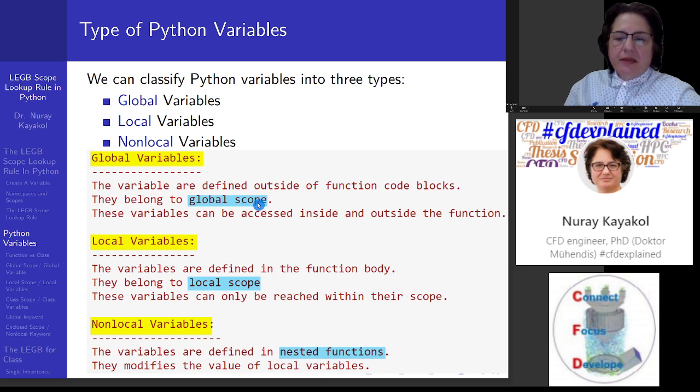Sometimes it is necessary to define functions in functions, that is, nested functions. If you define a variable in nested functions, that means you create non-local variables. I just defined the variables and their definitions, but let's see each of them explicitly.